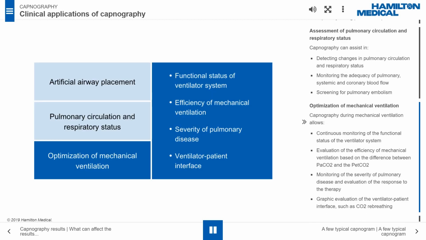Optimization of mechanical ventilation. Capnography during mechanical ventilation allows continuous monitoring of the functional status of the ventilator system. Evaluation of the efficiency of mechanical ventilation based on the difference between PaCO2 and the PETCO2. Monitoring of the severity of pulmonary disease and evaluation of the response to the therapy. Graphic evaluation of the ventilator-patient interface, such as CO2 rebreathing.